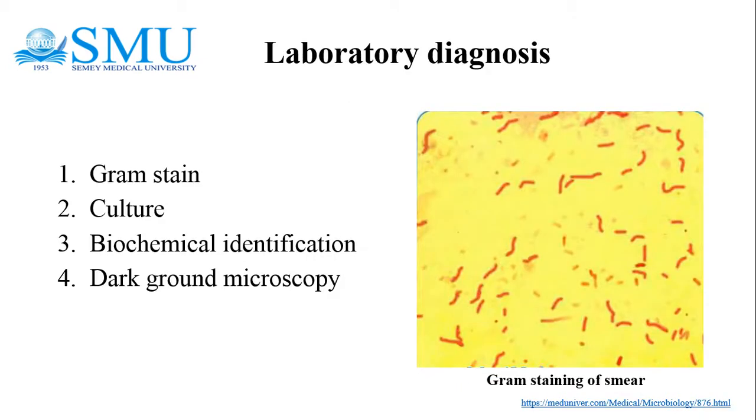Laboratory diagnosis of Campylobacter. Gram staining of a smear of feces may show curved gram-negative bacilli, 1.5 to 5 micrometers in length, resembling Vibrio, or S-shaped or spiral gull-wing shaped, and dark-ground microscopy demonstrates the darting motility of the bacilli.